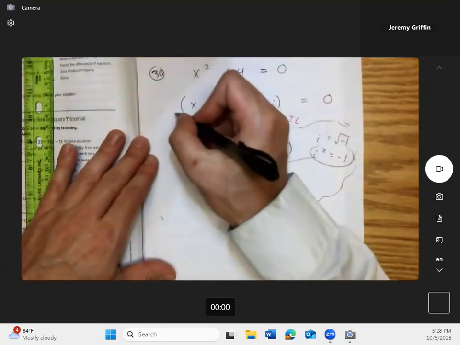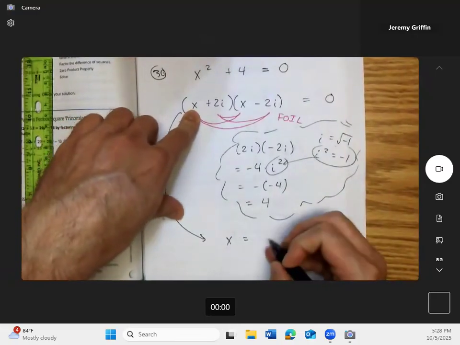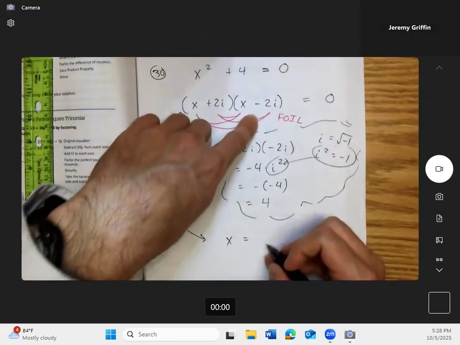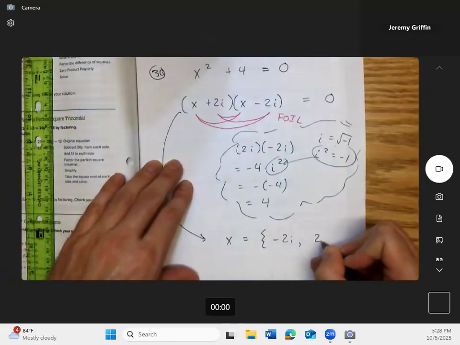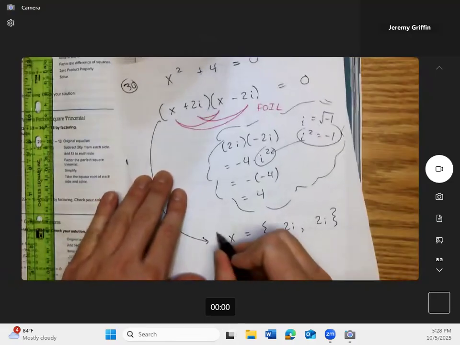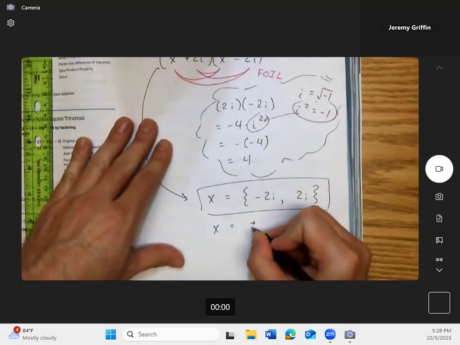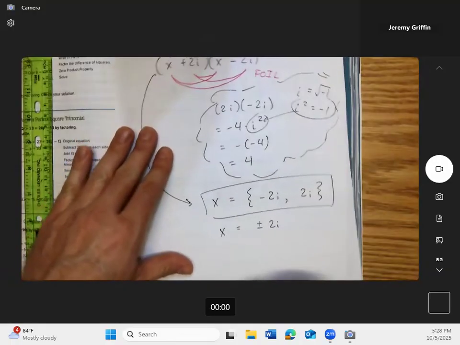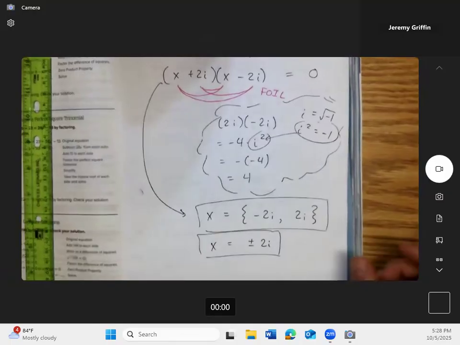Okay? And so really the next step is to bring this down here and say x could be equal to negative 2i from here or positive 2i from here. So negative 2i or 2i. Right, so I might write it that way. You could probably also write it this way: x equals plus or minus 2i. And I would also accept that. Right. So either one of those. Right?